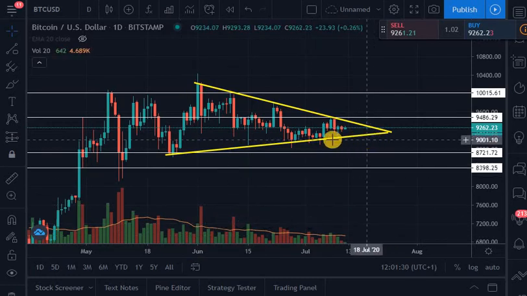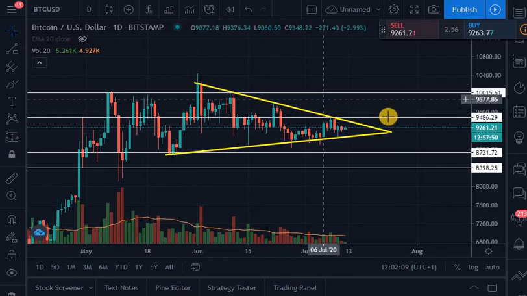Now as you can see, the apex of this symmetrical triangle would be at around the 22nd, 23rd of July, and you have to be ready, because when this pattern breaks out, it is going to be extremely explosive, and that will further tell us where the price will be heading in the nearest future. This is the pattern I've shown you.